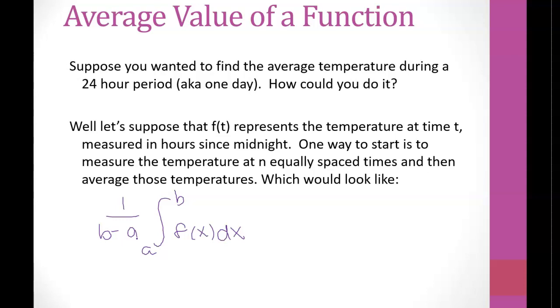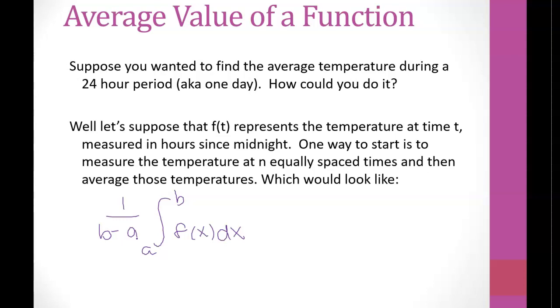So this example says, suppose you wanted to find the average temperature during a 24-hour time period. How could you do it? Well, if f of t represents the temperature at time t, measured in hours since midnight, you would start measuring the temperature at equal times. So maybe every hour on the hour, or every half hour. As long as it's at equal time measurements, it's fine.